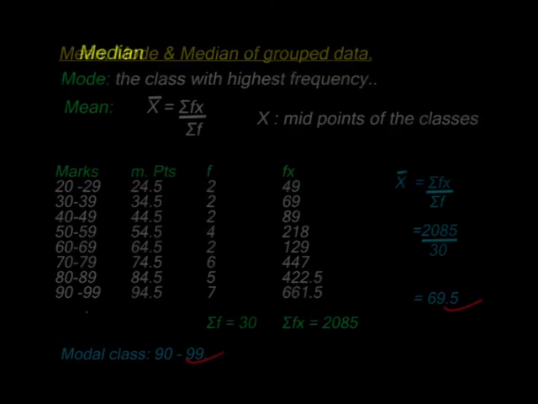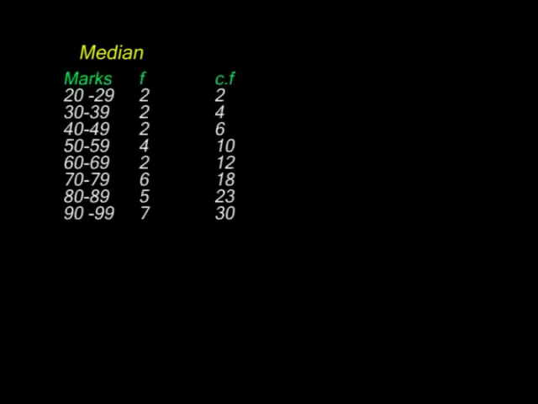Now let's look at the median of group data. To get the median of a given group data, we introduce another column called the cumulative frequency. Here we simply add the previous frequency to the current one to obtain the cumulative frequency for that class.